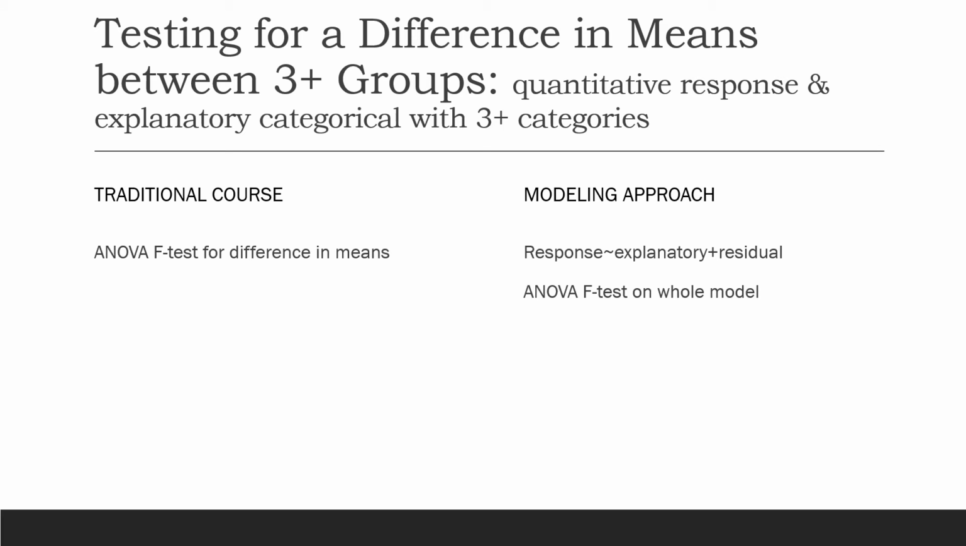If we want to test for a difference in means between more than 2 groups, in a traditional course, we do an ANOVA F-test for the difference in means. And in the modeling approach, really we do the same thing. We fit the linear model for the response variable as a function of that explanatory variable, which would be a categorical variable with 3 or more categories. And then when we did the ANOVA F-test on the whole model, that would be equivalent to doing our test.